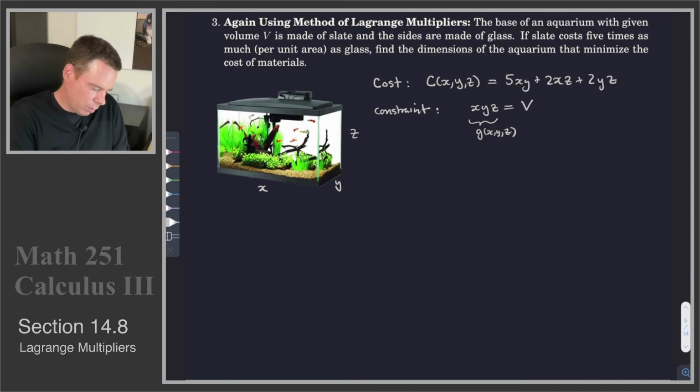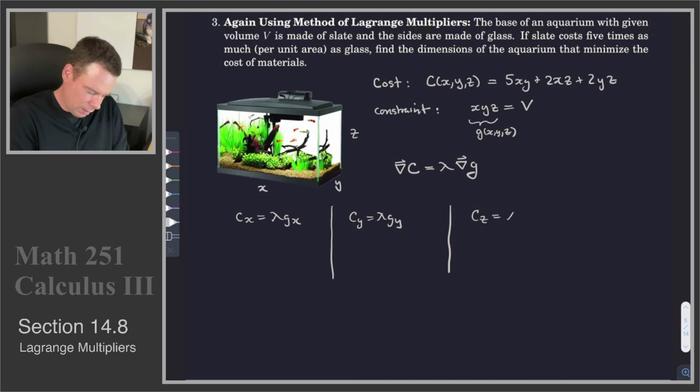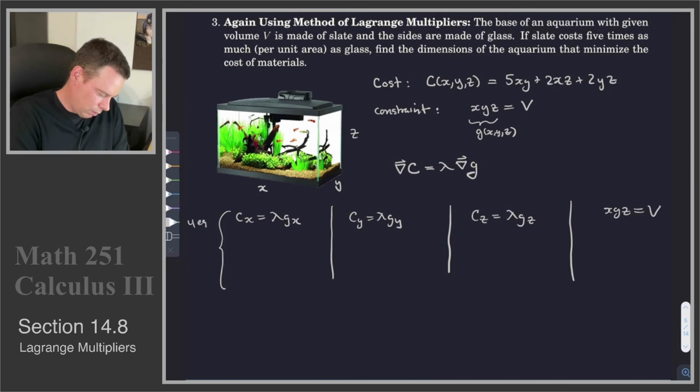The method of Lagrange multipliers says, look for the places where the gradient of the cost is a multiple of the gradient of the constraint. And so let's go ahead and write those things out. We've got c sub x has to be lambda g sub x. C sub y has to be lambda g sub y. C sub z has to be lambda g sub z. And we've got our constraint equation. xyz has to be V. So the key takeaway here is we've got 4 equations and we've got 4 unknowns.